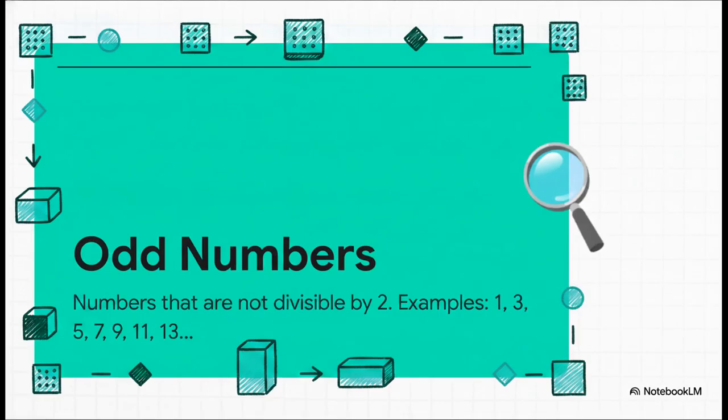Now, just to make sure we're all on exactly the same page, let's quickly review. What are odd numbers? Odd numbers are simply numbers that are not divisible by 2. So, examples would be 1, 3, 5, 7, 9, 11, 13, 15, and so on. These odd numbers are essentially our secret building blocks for squares. Remember that, it's absolutely crucial.